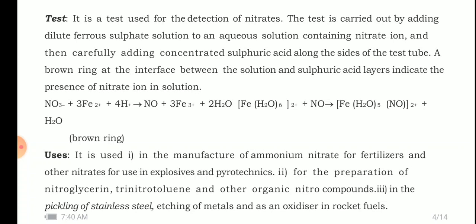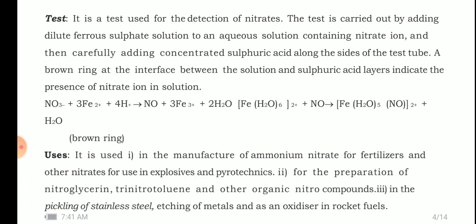So the compound to be tested has to be taken in a test tube where you have taken the nitrate compound which you need to identify, and to that we add dilute ferrous sulfate solution and then carefully add concentrated sulfuric acid along the sides of the test tube. A brown ring at the interface between the solution and the sulfuric acid layers indicates the presence of nitrate ion in solution. So you will observe that a brown ring has been formed between the two layers.